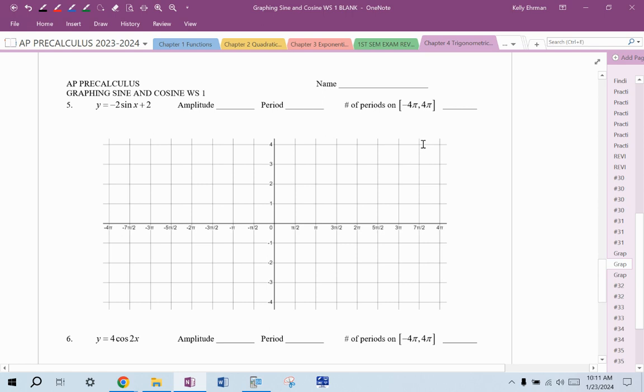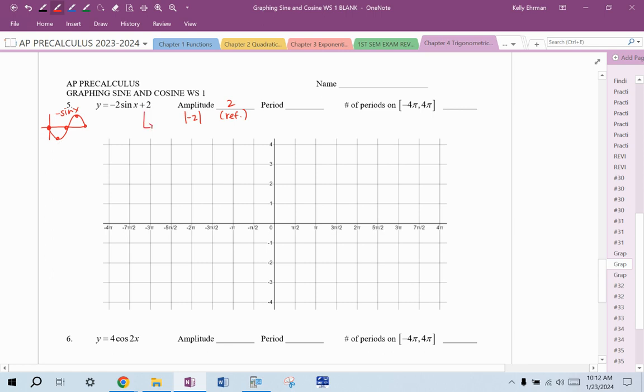Back to another vertical shift. So let's take a look at this. All right, so what's the amplitude? It's the absolute value of negative 2, so it's 2. I like to make a note to myself that it's a reflection of the sine graph. Or sometimes I just remind myself that this is what negative sine looks like. Negative sine from 0, 0 goes down instead of up.